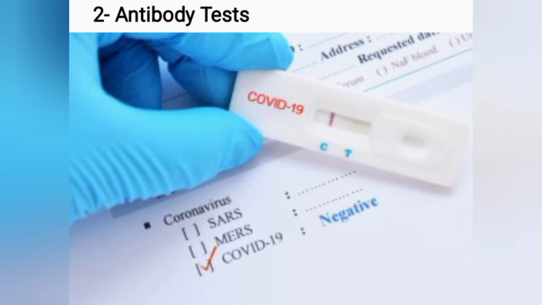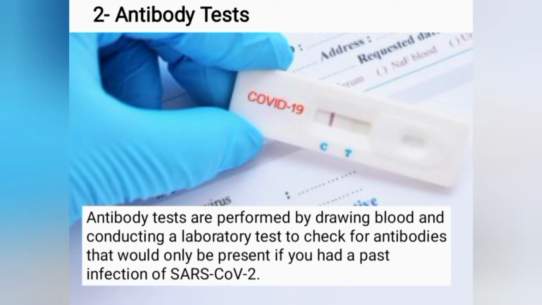The second kind of test is the antibody test. Antibody tests are performed by drawing blood and conducting a laboratory test to check for antibodies that would only be present if you had a past infection of SARS-CoV-2. If you test positive for antibodies, you were previously infected with COVID-19, and if you test negative, you have likely not been previously infected with COVID-19.